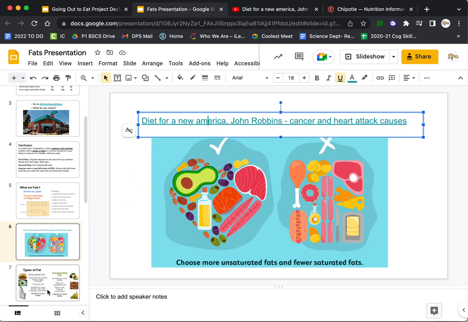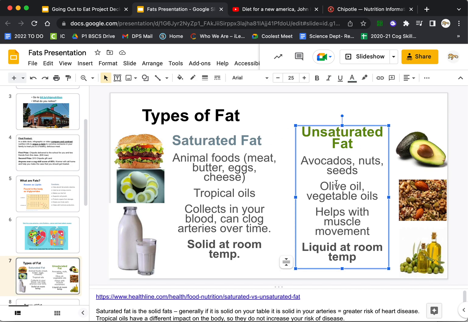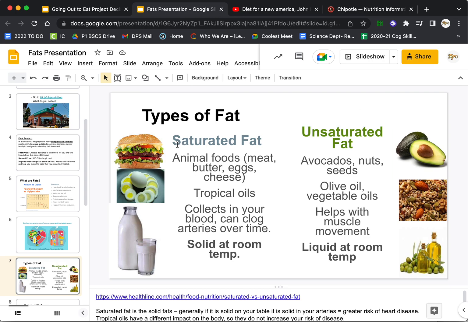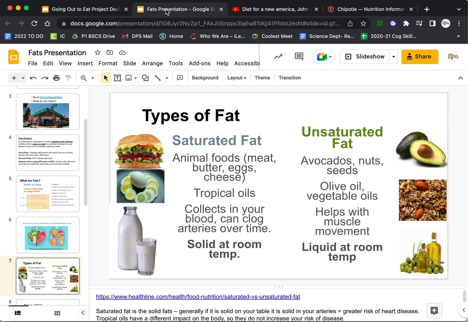But one huge takeaway here is there is a very important difference for the body between saturated fat and unsaturated fat. Things like guacamole or olive oil or fats usually from vegetables and nuts are usually pretty good for your body, actually. In small amounts, saturated fat is also good for your body, but if you are eating a lot of it, it can clog in your arteries over time. So again, these are going to help you answer these questions. Why do details about different types of fat matter for people who might eat Chipotle?